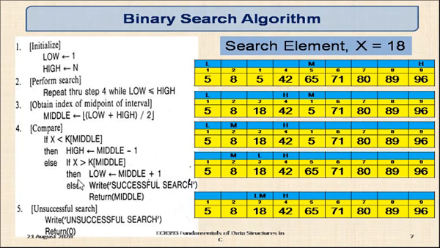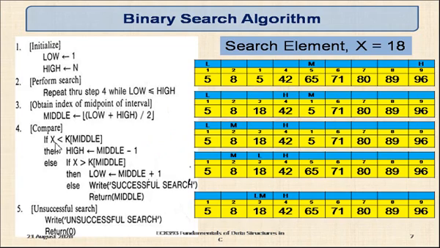Repeat through step 4 until this condition is satisfied. Now you check for the condition. Low is 1, high is 9, condition is satisfied. So it will come to the next step. It calculates the middle pointer. Formula is (low plus high) by 2. So 1 plus 9, 10, 10 by 2, 5. So middle is 5.